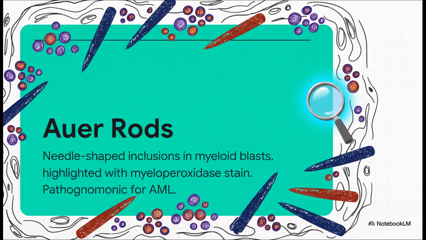Well, they're these really distinctive, needle-like rods that you can see inside the cytoplasm of the leukemic cells. They're basically just clumps of granular material, and if you want to see them really well, you use a myeloperoxidase stain. When you see these, you should be screaming AML, and specifically, you should be thinking APL.